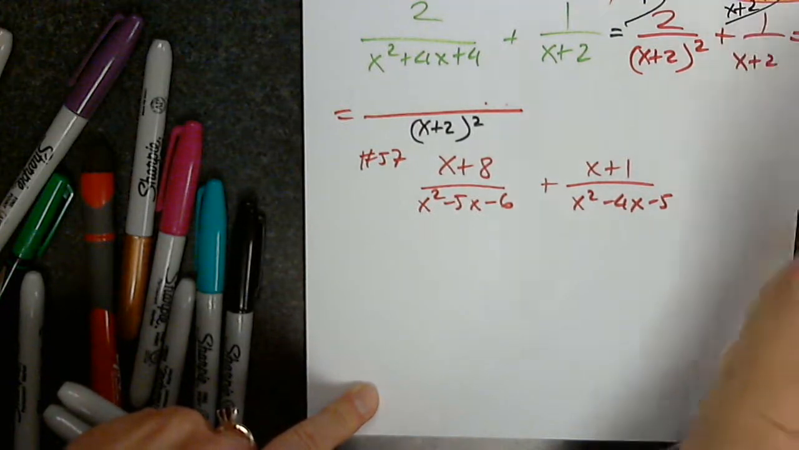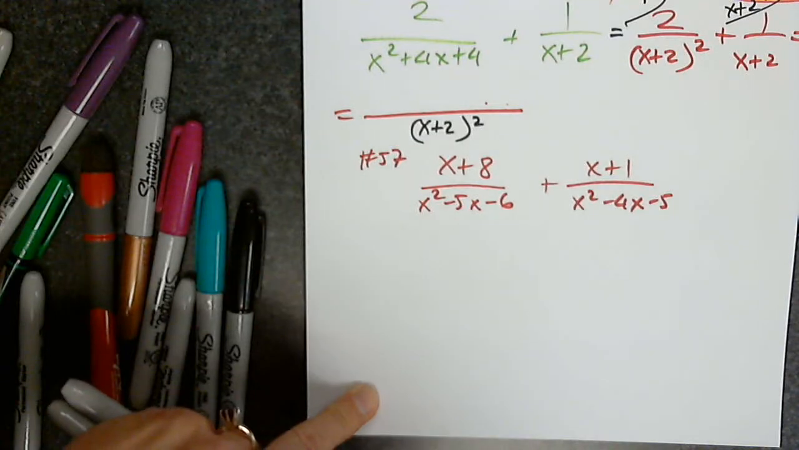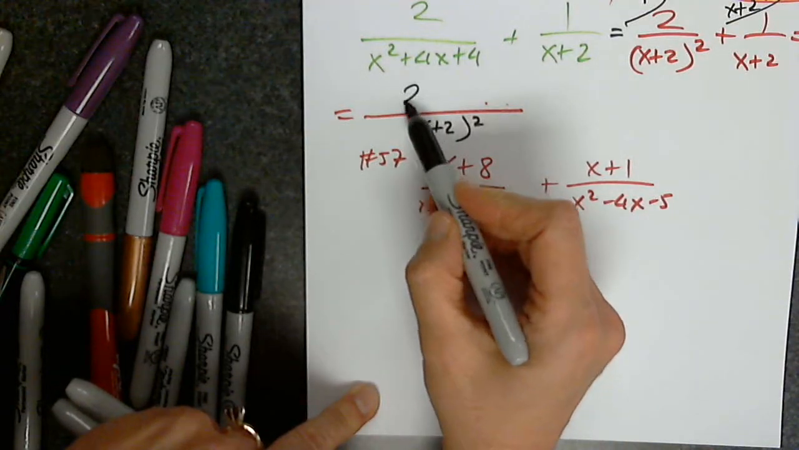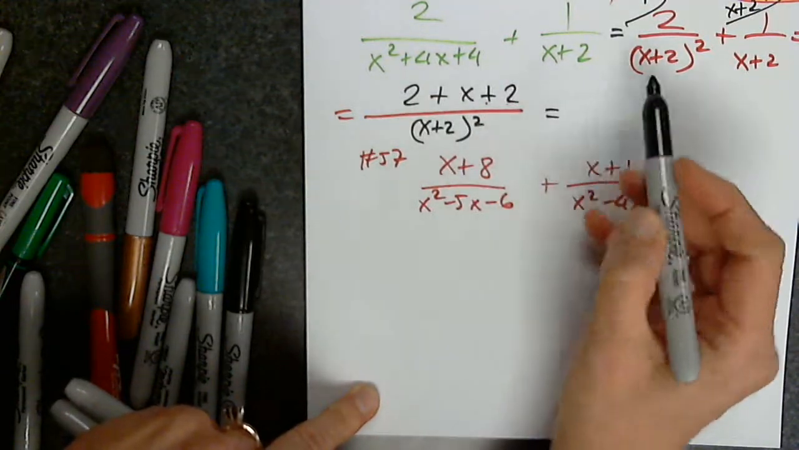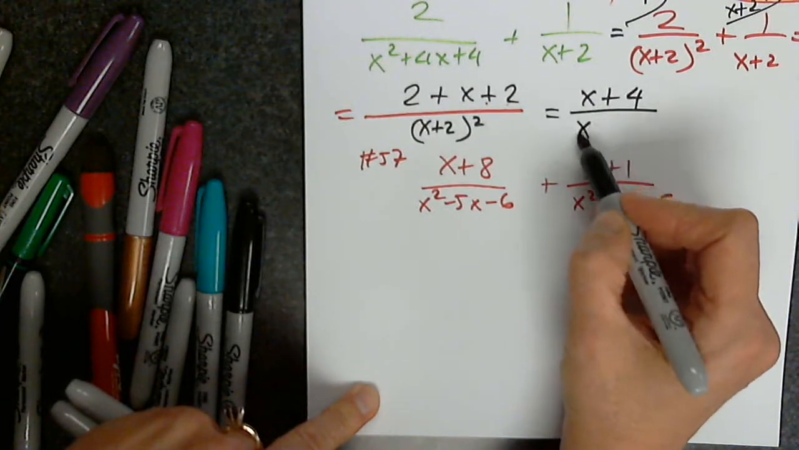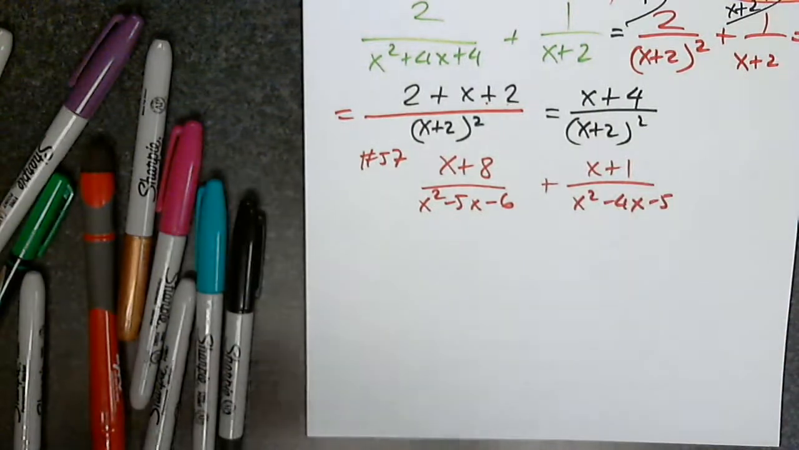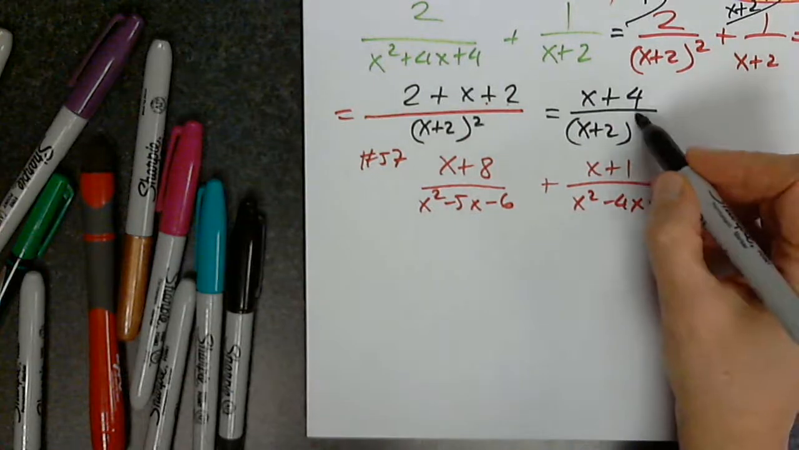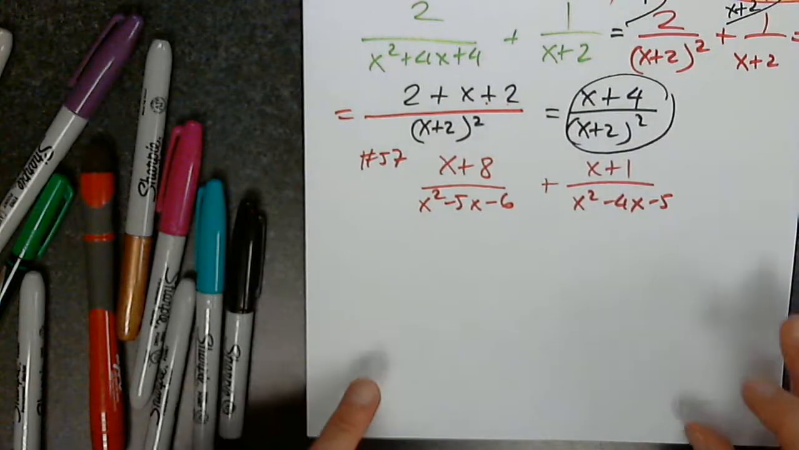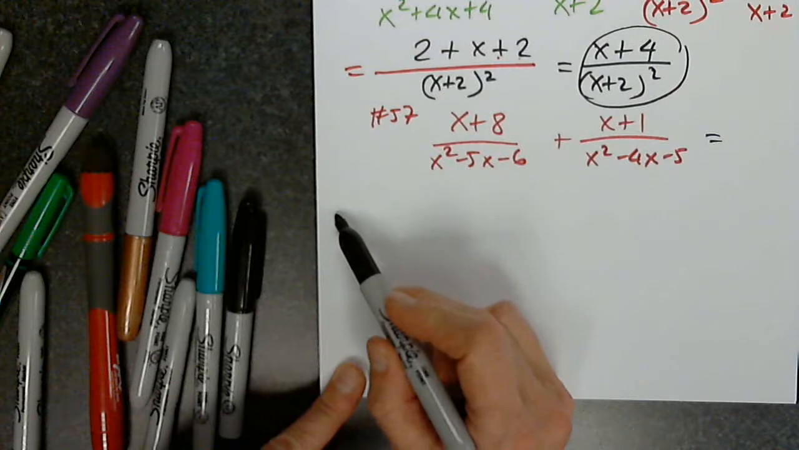Thank you. So then the numerator will be 2 plus x plus 2, plus 2. Very good. Which is x plus 4 divided by x plus 2 squared. No one can further simplify this. This is it. Agreed? Okay. Are we working on the next one?